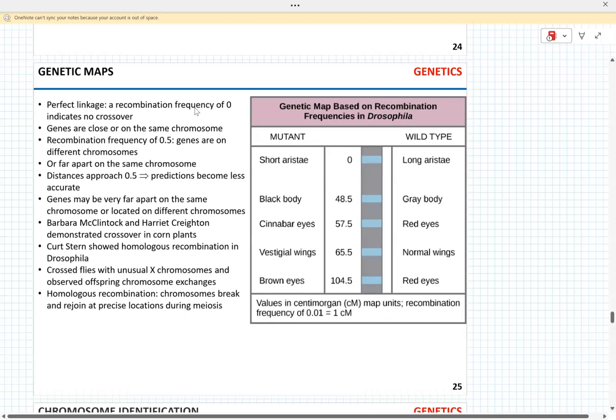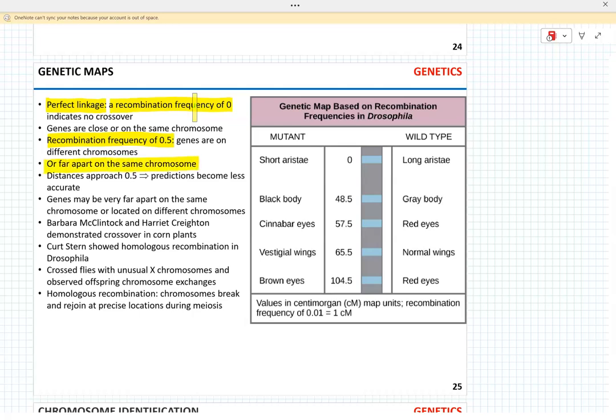Now, perfect linkage means that 2 genes are always inherited together, which means the recombination frequency is 0. So there is no crossing over. On the other hand, a recombination frequency of 0.5 means that genes are on different chromosomes. It's a 50% chance that these 2 genes will be inherited together. You can do the math of the probabilities on your own. Another possibility is that these genes are far apart on the same chromosome, but in the ideal scenario, the genes have to be on different chromosomes.